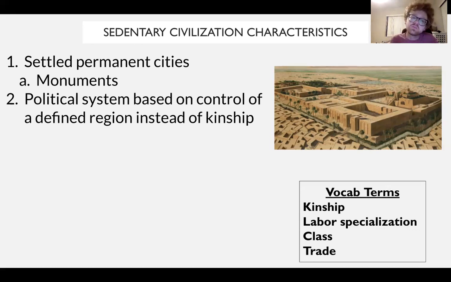So political systems are no longer based on family relationships, they're based on communities. They're based on different groups of people who live in the same permanent place.